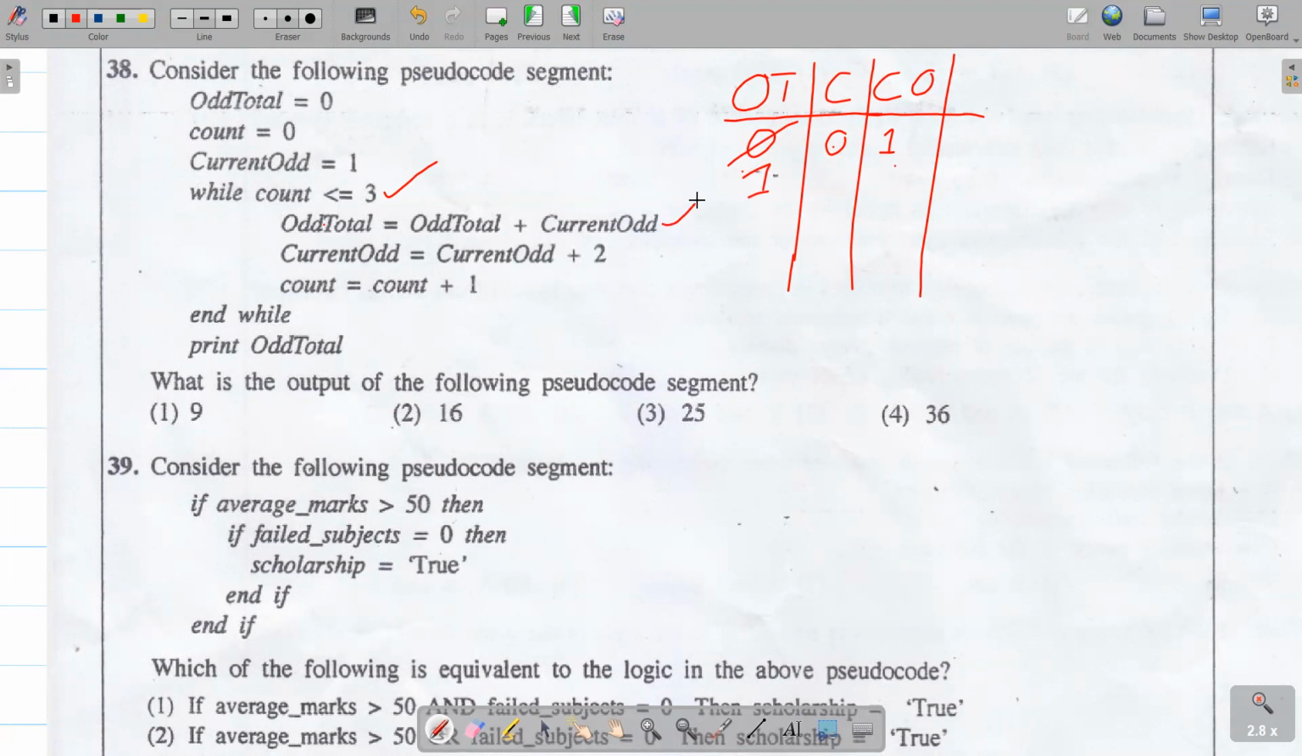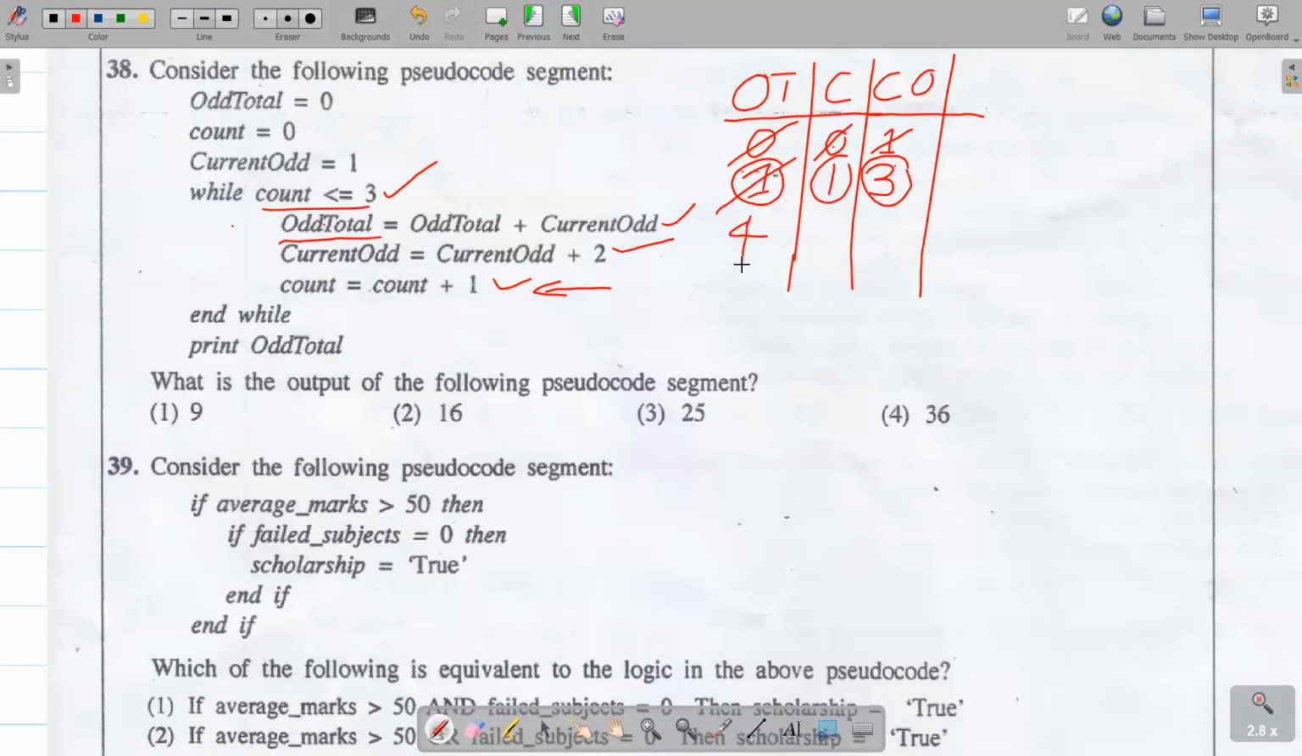Then it says current odd equals current odd plus 2. So current odd is 1. 1 plus 2 becomes 3. Count equals count plus 1. Count is 0, 1 will happen. And then since this is the very last line, it goes up and checks the condition again. Count less than 3. Yes, count is 1. It is less than or equal, not equal, less than 3. So it says odd total plus current odd. Odd total means 1, current odd means 3. So once they add it up together, it's 4.